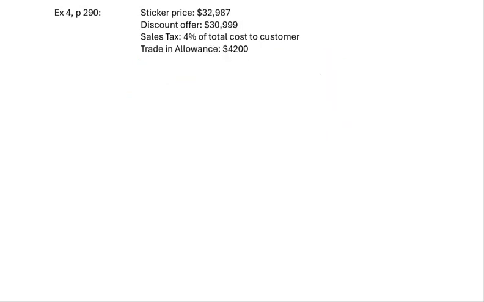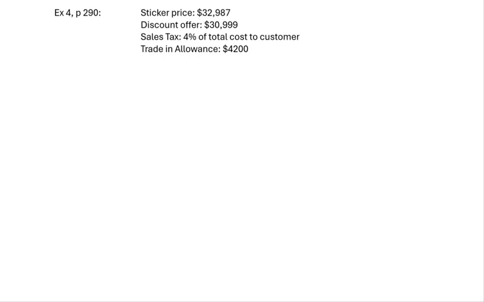So look on page 290 at example 4. It says, Rick London has the following offer from an automobile dealer. Find the drive-away price of the car. What is the percent discount offered on the sticker price? In this case, they give us the sticker price as $32,987. They don't tell us what percent discount the offer is. They just say, we're going to offer this to you for $30,999.